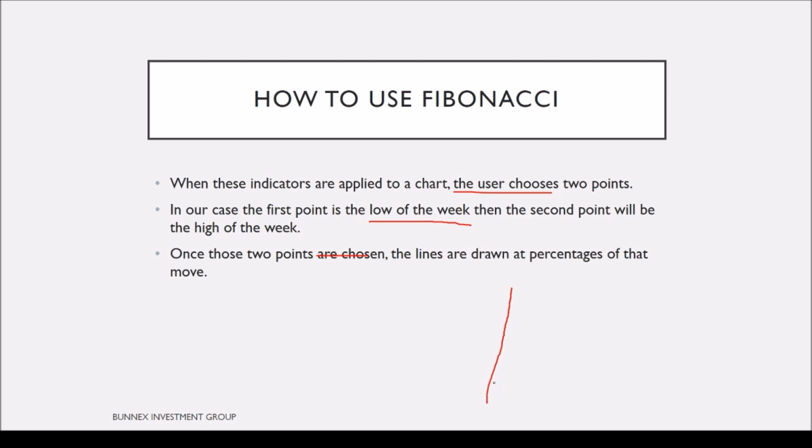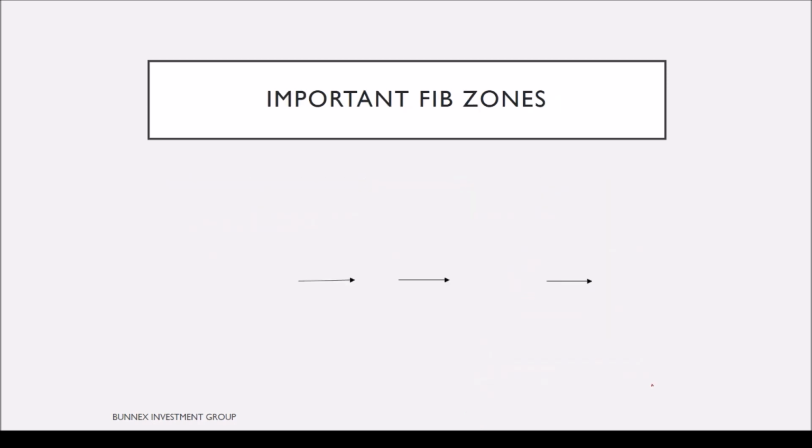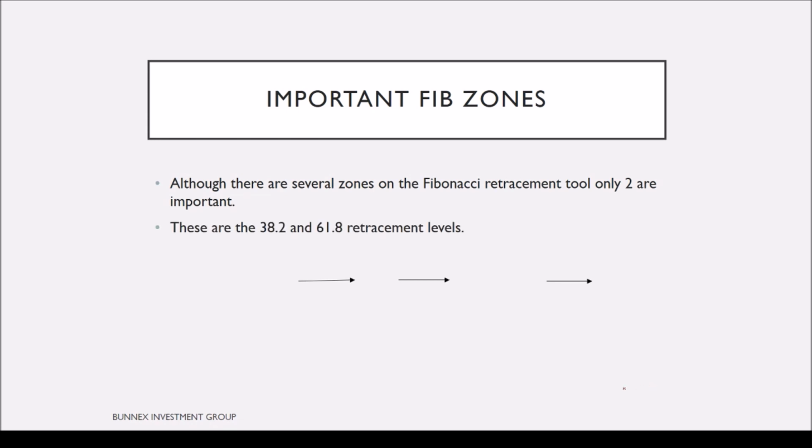Then after 5 waves, we say this is point A, point B. We apply the Fibonacci retracement tool. It will look like this, and we'll have the percentages at this end. Although there are several zones on the Fibonacci retracement tool, only 2 are important to us, and these are the 38.2 and 61.8 retracement levels.